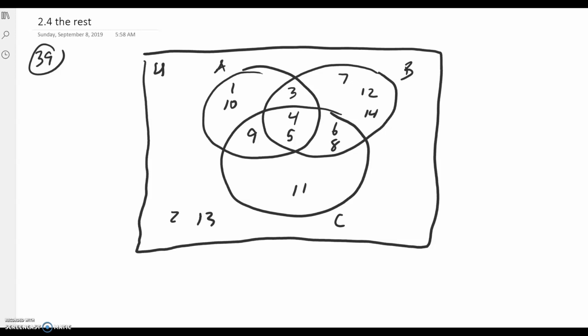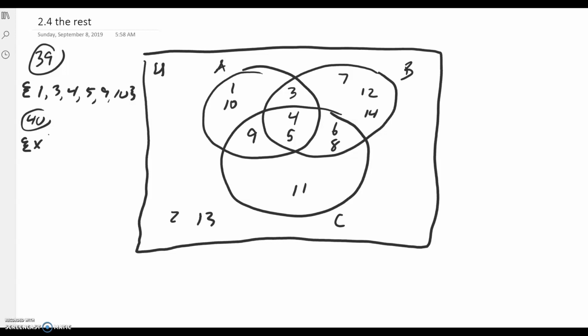Problem 39 wants to know all the members or elements of the set A, and that's the numbers 1, 3, 4, 5, 9, 10. In problem number 40, we're asked what are all the numbers in the universe, and I could list them all, but I don't feel like it.